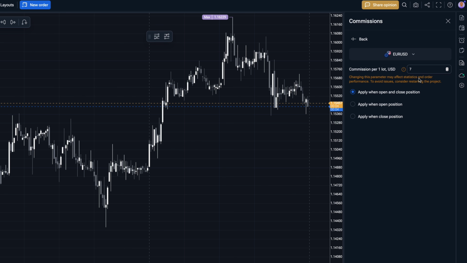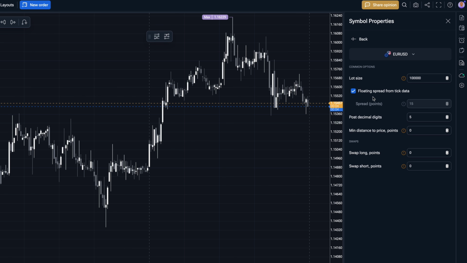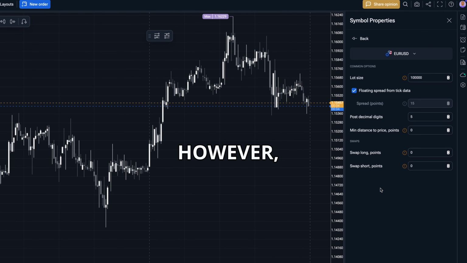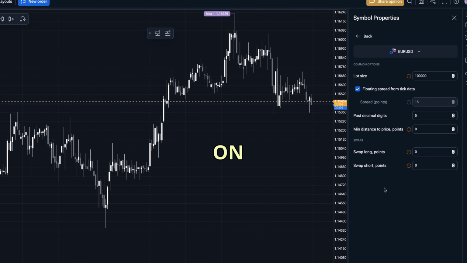For the symbol properties, I've enabled floating spread from tick data with a 1.5 pip spread, 15 points, which gives us realistic market conditions during the NY session overlap. The swap costs are set to 0 since we're testing intraday breakouts, and minimum distance to price is at 0 for immediate execution. However, these settings might be different depending on your broker.